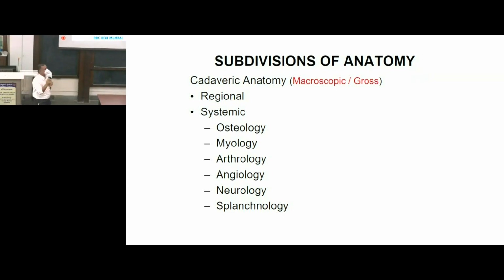So coming to cadaveric anatomy, because this anatomy is learnt on cadavers, that's also referred to as cadaveric anatomy. So gross anatomy, macroscopic. Macro is large. Scope means to visualize or to view. So when we visualize things with the naked eye, macroscopic, and it is visualized on the cadavers, so cadaveric, and gross means large. So gross anatomy. So synonymous terms. So this is the first subdivision of anatomy.